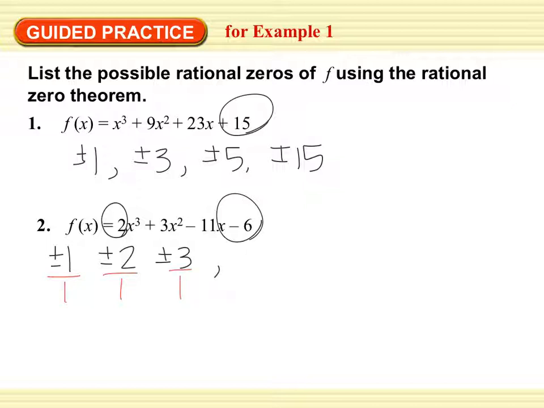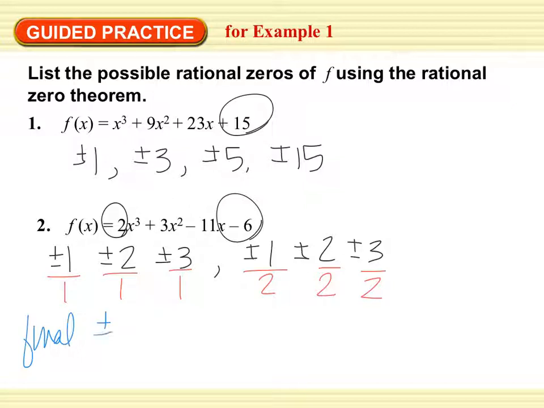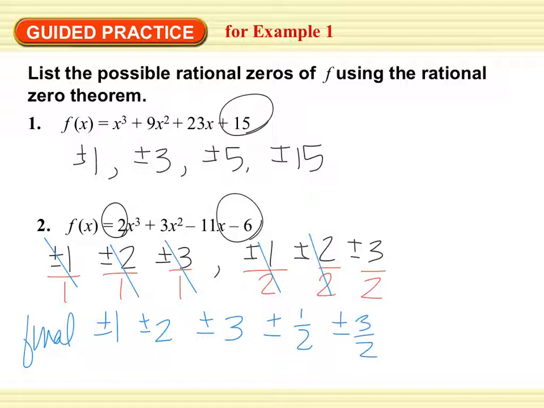And then again, my leading coefficient is just 1 times 2, so that's cool. Now let's simplify and just get our answers. Final answer is plus or minus 1, plus or minus 2, plus or minus 3, 1/2, and 3/2. Nice work.